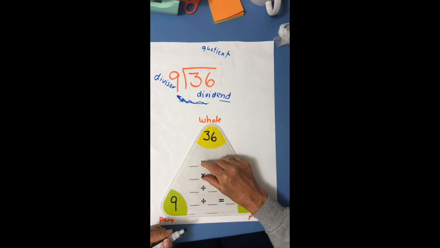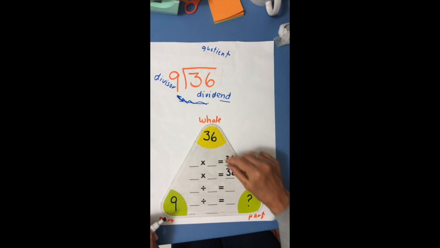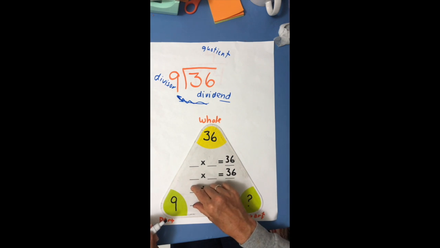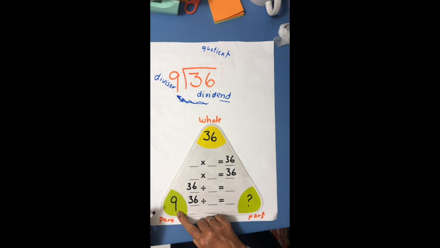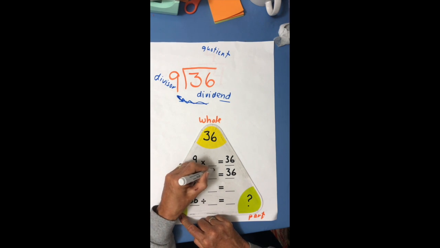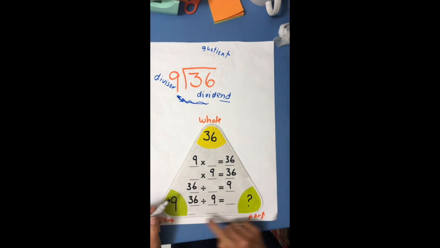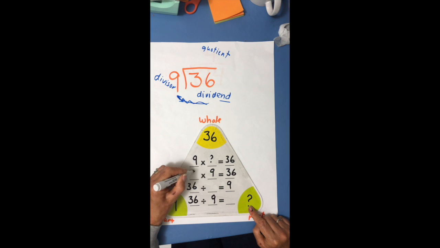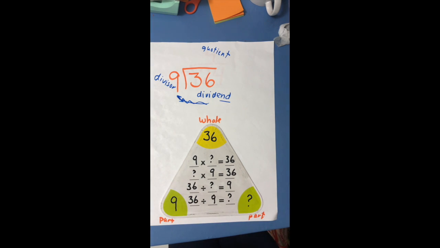Now I know with multiplication, the biggest number always goes here at the end, so I'm going to fill that in. And I know the biggest number in division always goes first. Now I only know this other member of the family, so I think I'm just going to go side, middle, side, middle. And then the question mark is what I don't know. I just want to put a question mark this time.